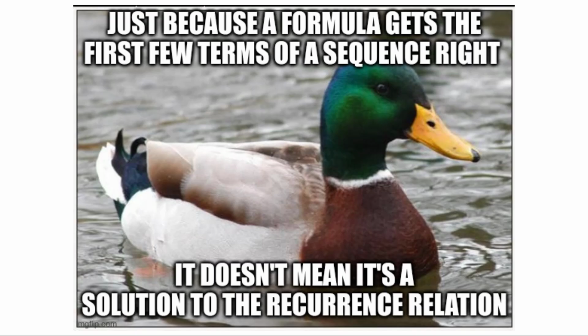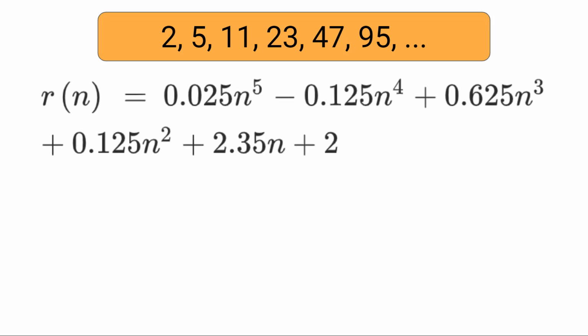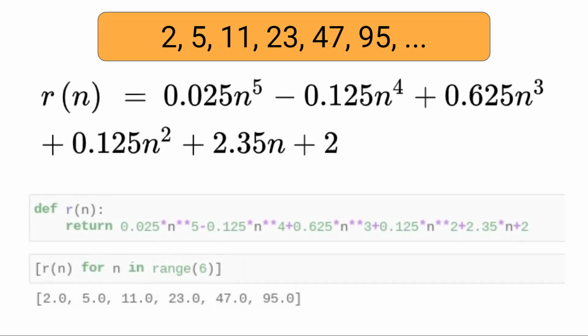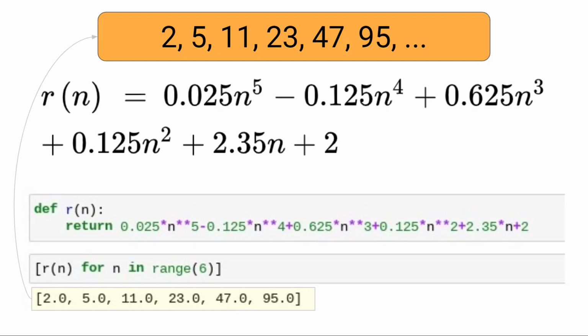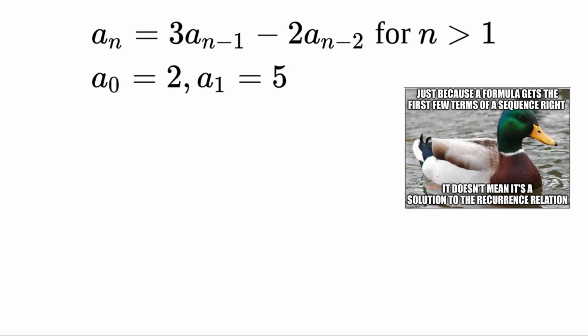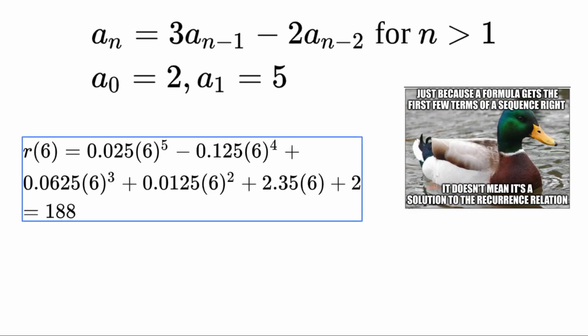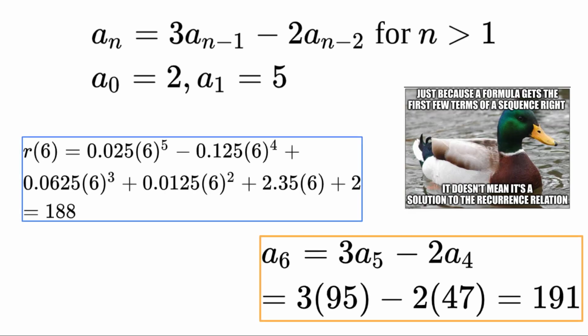As a more extreme example, look at this function. This produces all 6 of the correct terms that we started with. Does this make it a solution to the recurrence relation? No, because we haven't seen all possible outputs. There may be some output we haven't generated yet where the formula disagrees with the recurrence relation. And in fact, that's exactly the case. For n equal to 6, f(6) is this number, but a_6 is this number.